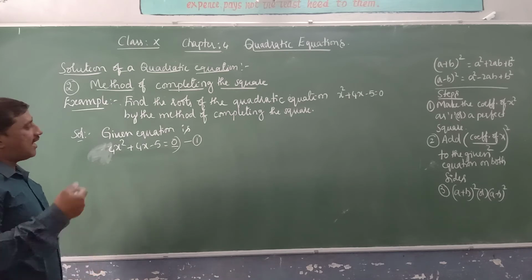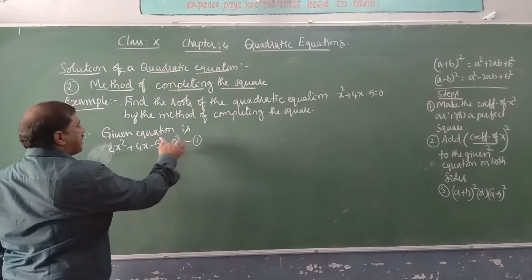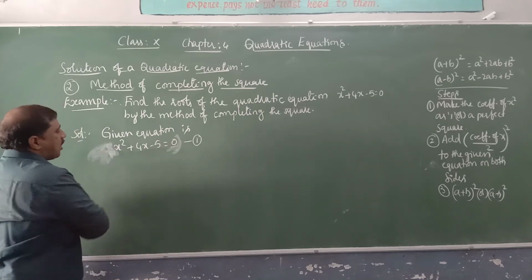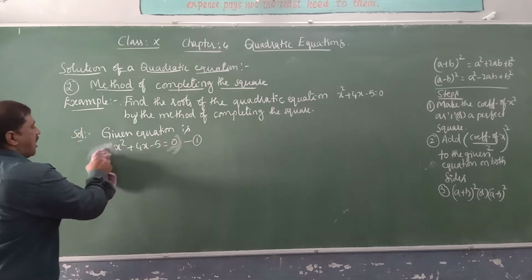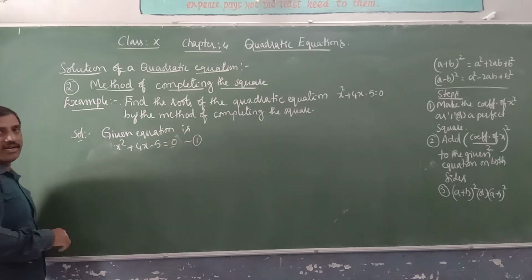Is it clear? Like this, we need to change the given equation. We should make the coefficient of x square as 1.